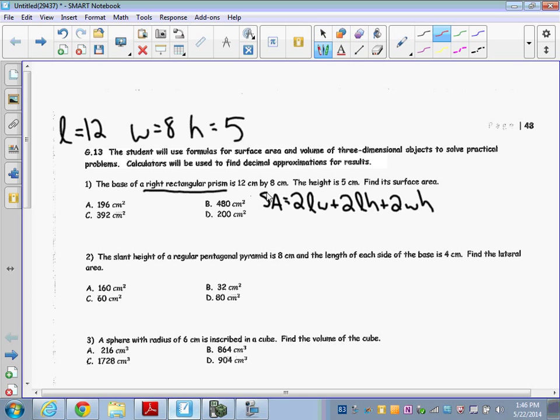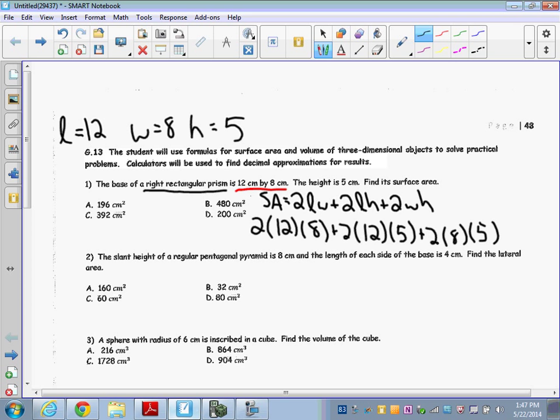So remember, whenever it says the base is 12 and 8, that's your length and your width. So I plug those in. 2 times 12 times 8 plus 2 times 12 times 5 plus 2 times 8 times 5. This is all something you put in your calculator, and whenever you do that, you're going to get your final answer, which is going to be 392 centimeters squared. Let's move on to number 2.